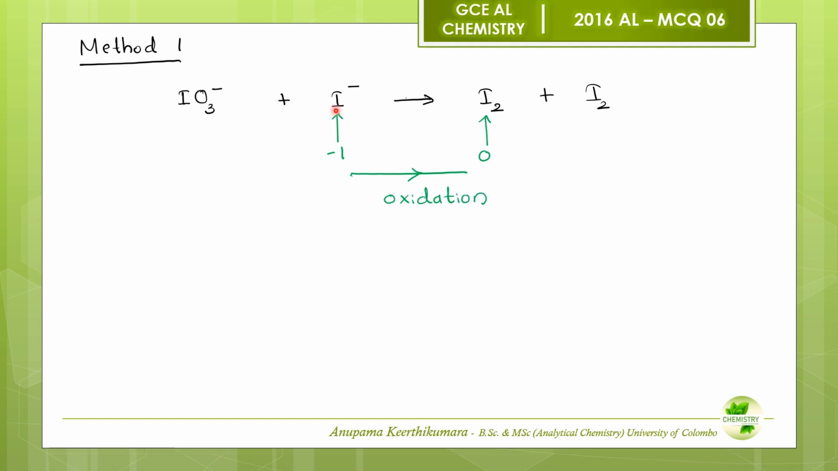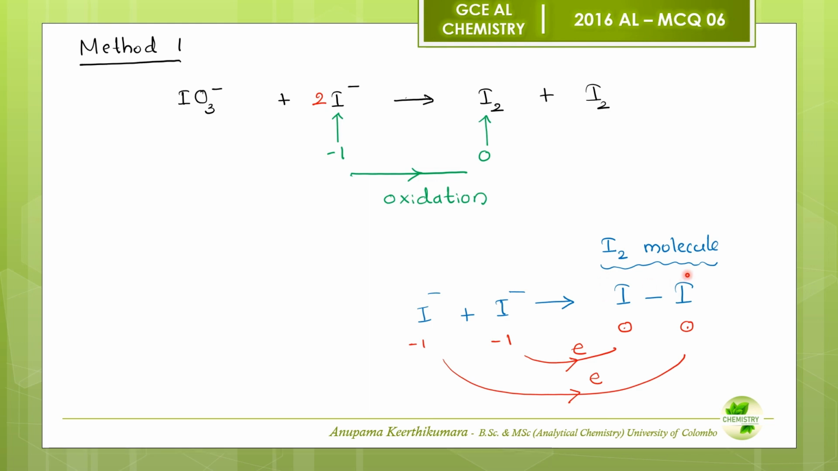Oxidation state of iodine in iodide ion is -1 and oxidation state of iodine atoms in iodine molecule is 0. This iodine molecule has 2 iodine atoms. Therefore, we need to balance the number of iodine atoms. This is the structure of I2 molecule. It contains 2 iodine atoms and the oxidation state of each iodine atom is 0. We need 2 iodide ions to produce 1 iodine molecule. That is why we need to use the coefficient number 2.